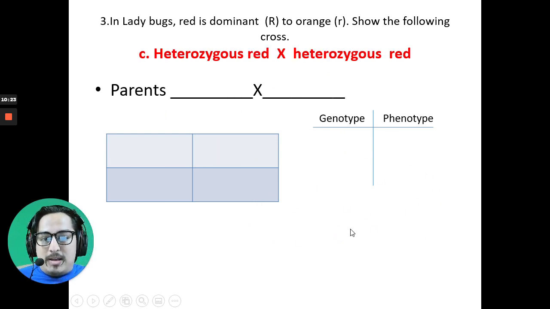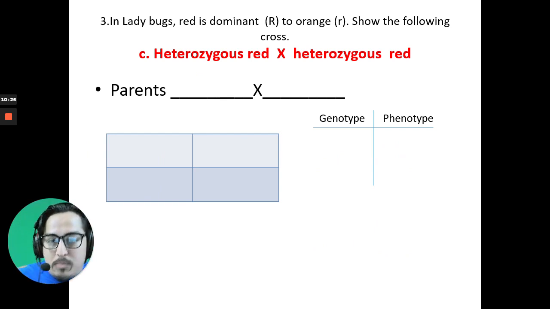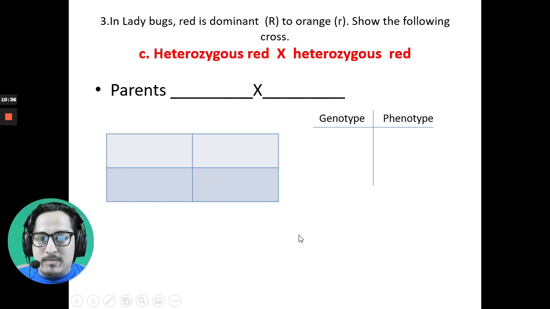Now, for this one, if you want, I suggest you pause the video, try to do it yourself, and then you can go over it with my help. That way you can see if you actually got it. Or if you're making a mistake, you can see where the mistake is. So, you're going to be crossing a heterozygous red with a heterozygous red.